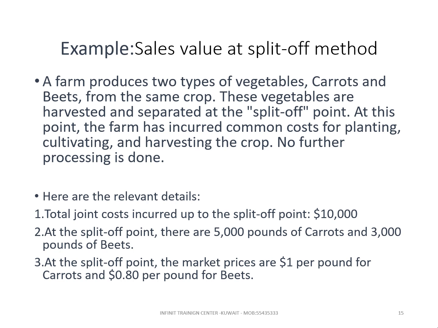So we can see an example of the sales value at split off method. Here a farm produces two types of vegetables, carrots and beets, from the same crop. I think this example came earlier in the case of petrol and diesel. I'm sorry for that. These vegetables are harvested and separated at the split off point. So you are harvesting these vegetables and separating them at the split off point.